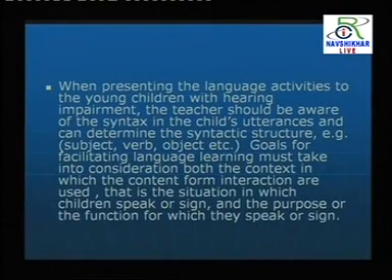So, while we are presenting language through natural method, we should keep in mind that the language is semantically and syntactically correct. When presenting language activities to young children with hearing impairment, the teacher should be aware of syntax in the child's utterances and can determine the syntax structure, e.g. subject, verb, object. Goals for facilitating language learning must take into consideration both the context and the content-form interaction used. This is the situation in which children speak or sign and the purpose or the function for which they speak or sign.